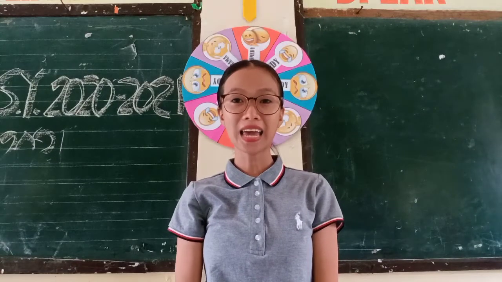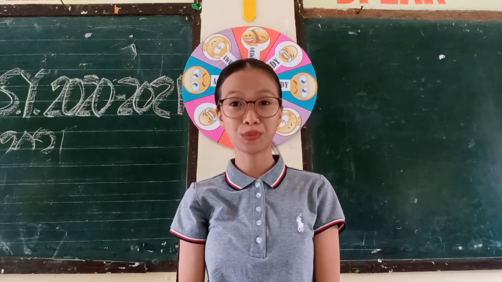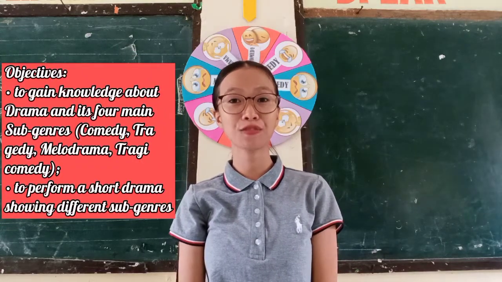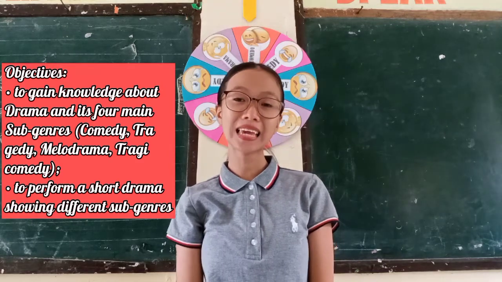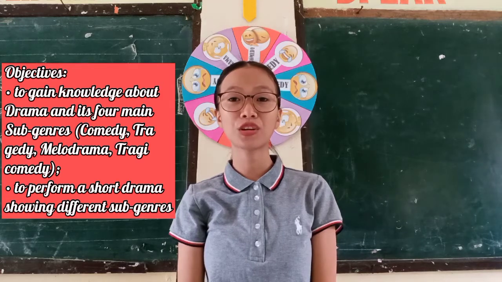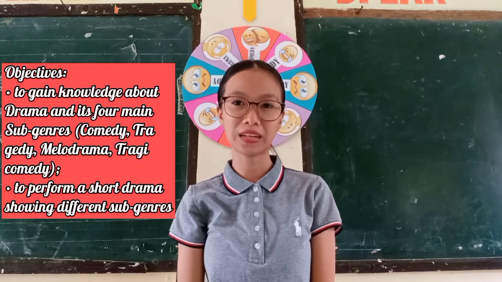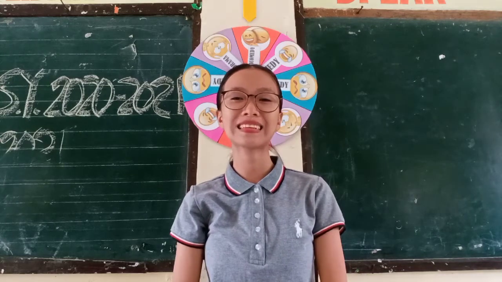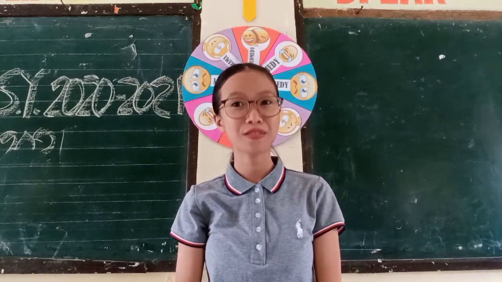In applying this, I set here the lesson's objectives. First, the students will be introduced to drama and its 4 main subgenres, and second, the students will perform a short drama based on the subgenre picked after spinning the wheel. This is to say that this wheel of emotions will be used in the entire discussion, so it is very helpful.